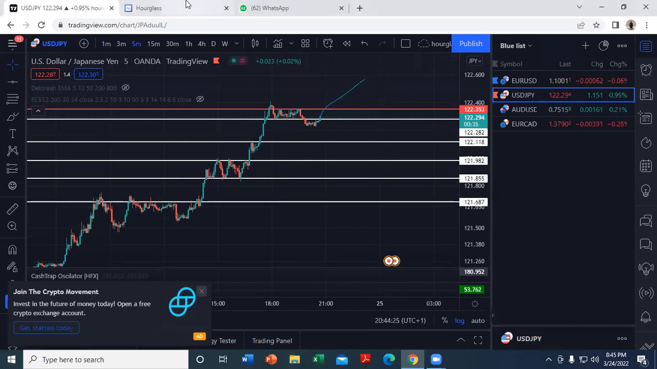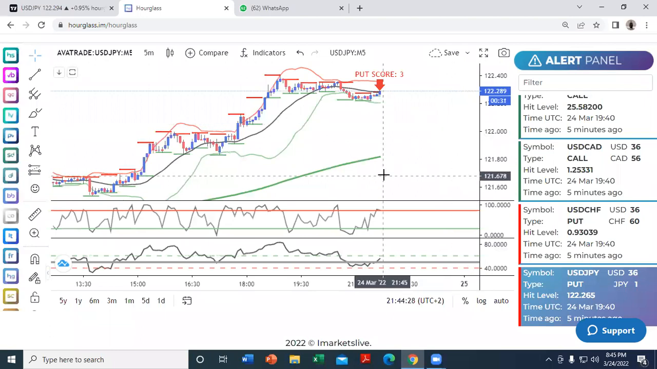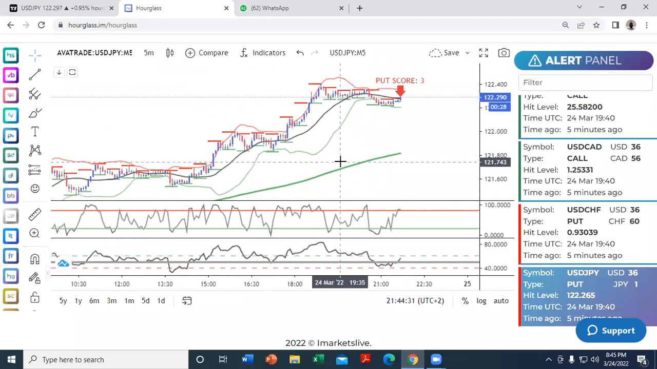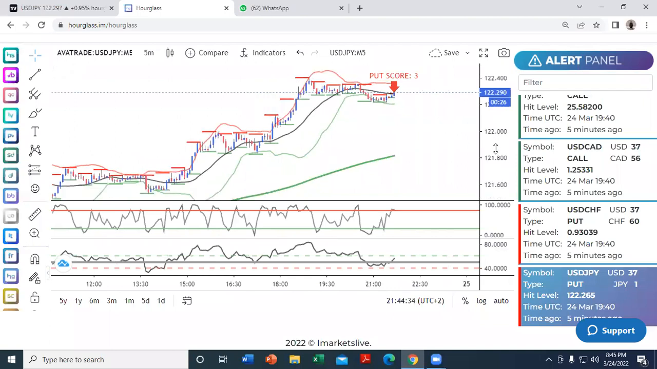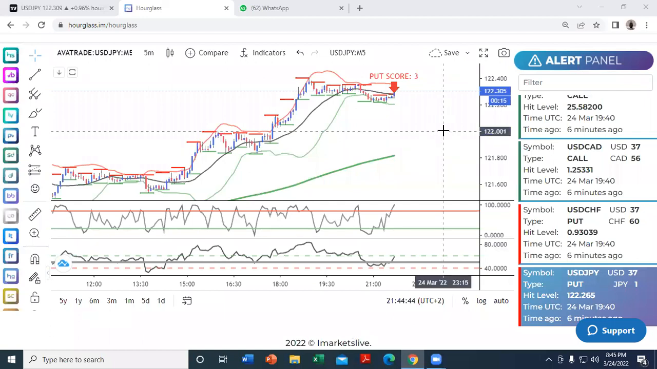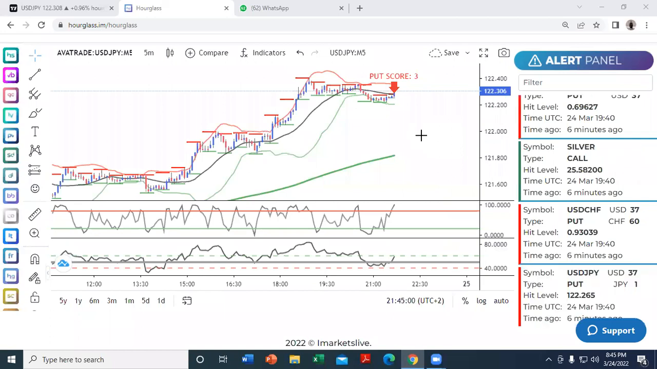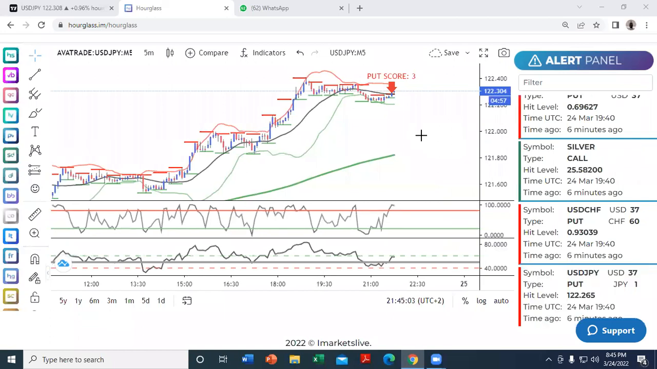Now, let me check the chart. Okay. So what do I need? At this point, if you know how to use this Hourglass, of course, I think I've done the training on this before. If you know how to use this Hourglass, put a 1 in the chat. If you don't know how to use it, put 5 in the chat. I'm waiting for the 5s. That's why I'm quiet. I'm waiting to see how many 5s we can get.